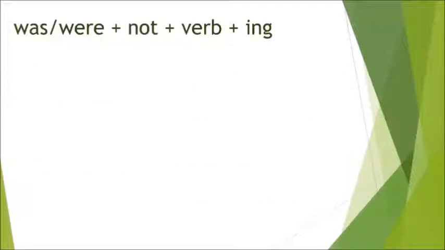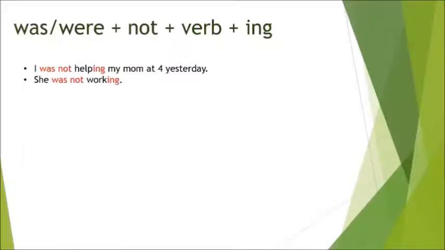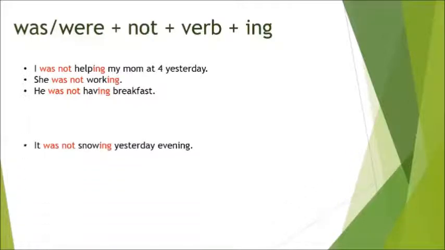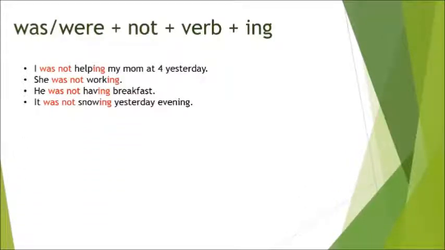We can make negative sentences by adding not. Let's look at some examples. I was not helping my mom at 4 yesterday. She was not working. He was not having breakfast. It was not snowing yesterday evening. For I, she, he, and it use was, not, and verb plus ing. Was not helping. Was not working.